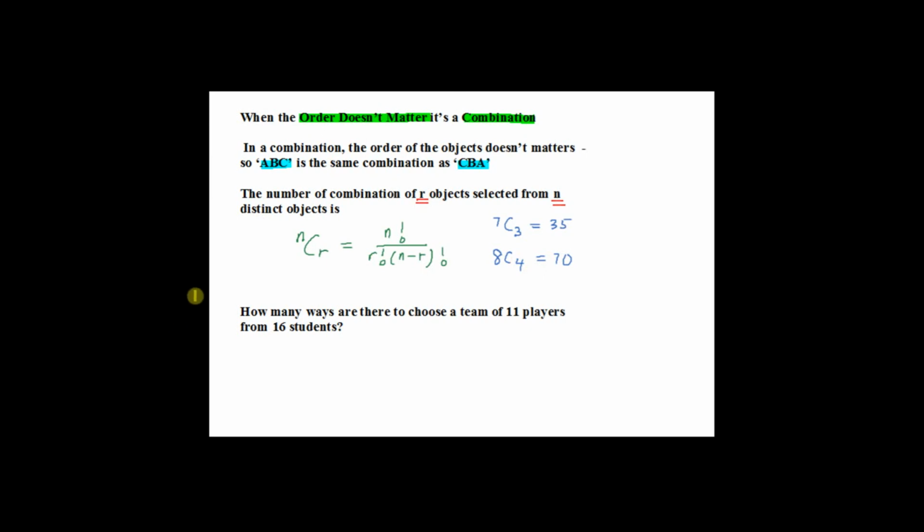Now look at this example here. How many ways are there to choose a team of 11 players from 16 students? How to solve this is very easy. You can just use the formula directly. So you are finding 16C11. That is to choose 11 players from 16 students. Just press your calculator. Your answer should be 4,368.